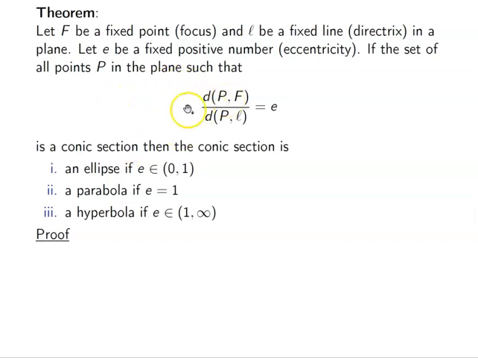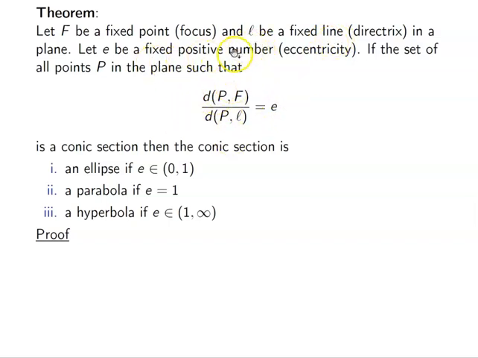Basically, in order to prove this, I have to start with the things that I'm given, right? So what am I given? It's telling me that I have a focus, I have a fixed line, and I have a positive number called eccentricity, which is E. And all of those things that I'm given are related by this equation, right?